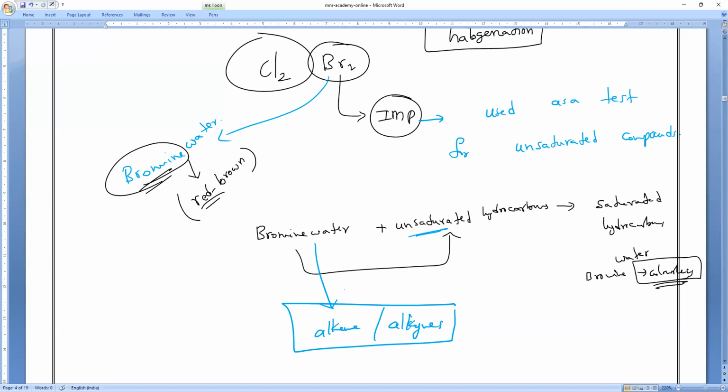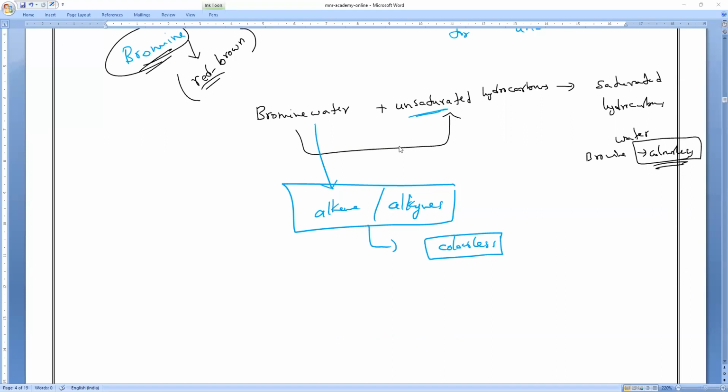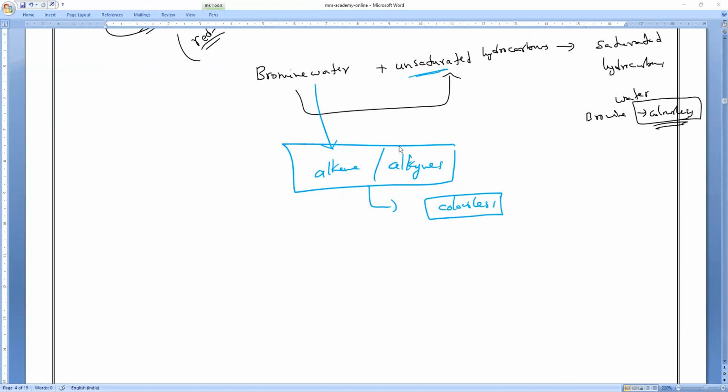And bromine water becomes what? Everybody, after the reaction, bromine water becomes colorless. So if it turns colorless, then you can say it is an unsaturated hydrocarbon. If it does not turn colorless, we say it is a saturated hydrocarbon. Do you all understand? So chemically, you can notice it.